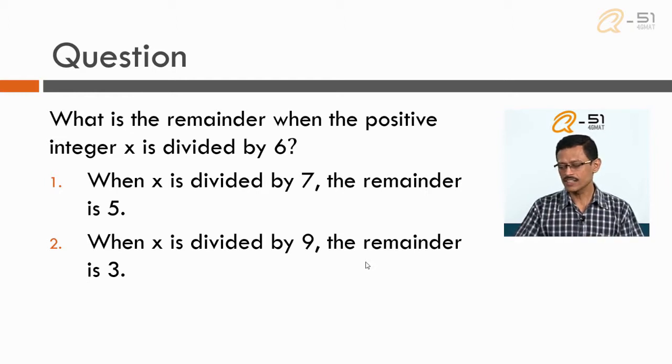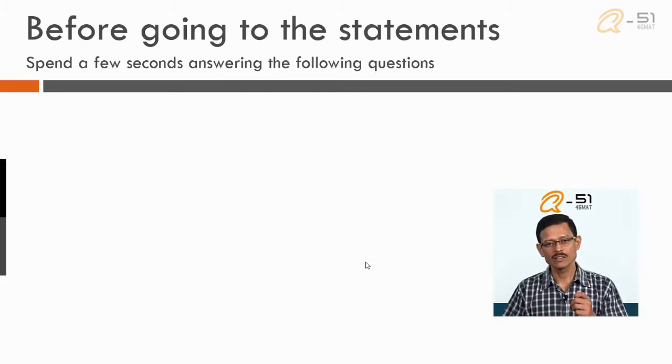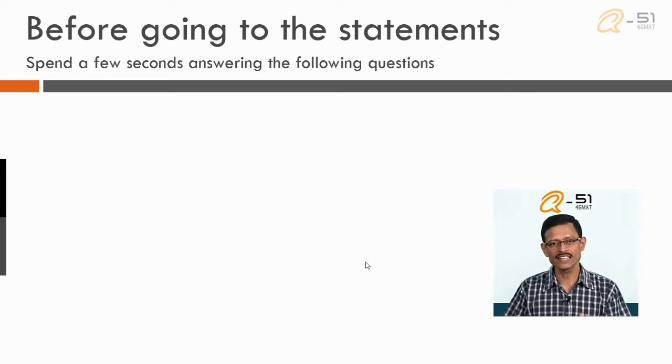The two statements given to us are: when x is divided by 7, the remainder is 5. And when x is divided by 9, the remainder is 3. As with any DS question, before we go into the statements, we'll answer a few questions, get clarity on what to do, and then look at the statements per se.